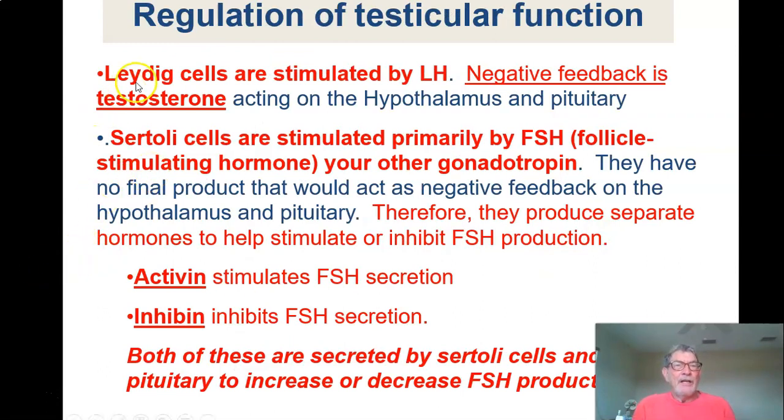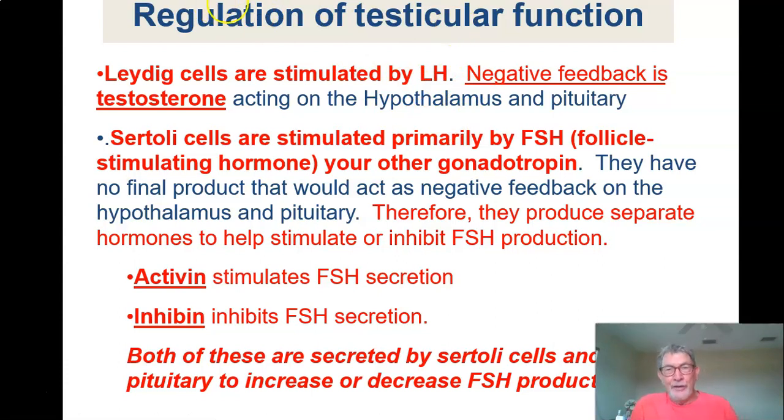Regulation. Leydig cells are stimulated by luteinizing hormone to make testosterone. The negative feedback is testosterone. It acts on the hypothalamus and pituitary, so you stop making so much LH. So it's our typical negative feedback. I'm making testosterone, so testosterone is the negative feedbacker.